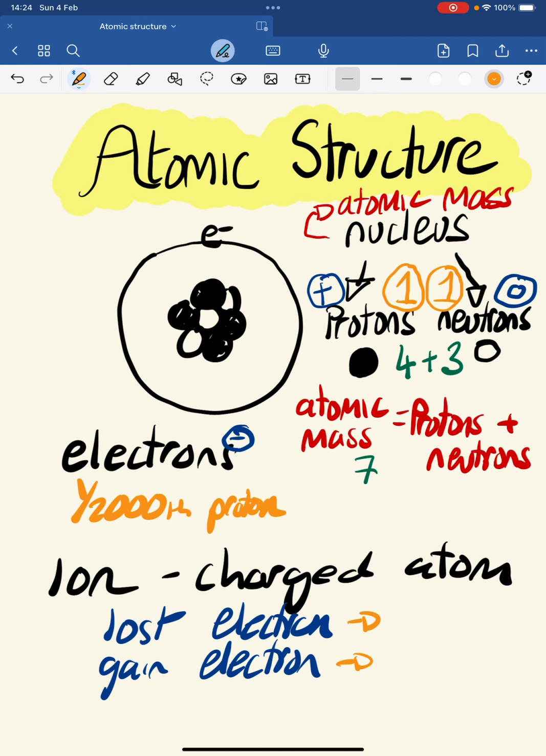If we have a look at our example here that we've done above, we had 4 protons, which means we'd also have 4 electrons. So if we lose an electron, we'd have 4 protons and 3 electrons. We would have 1 more positive charge. So we would become positive. And if we gain an electron, therefore, we would become negatively charged. So that is the fundamentals of the atom, what you have to know for your GCSE.